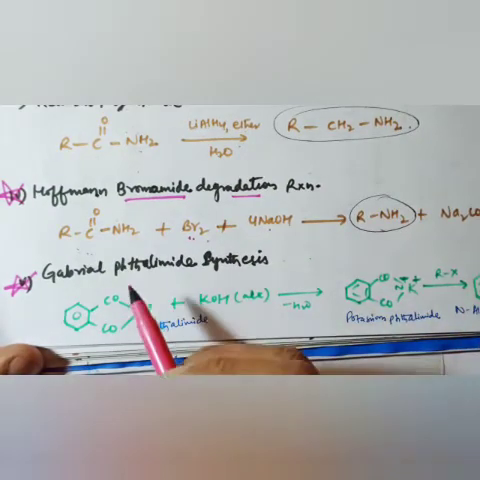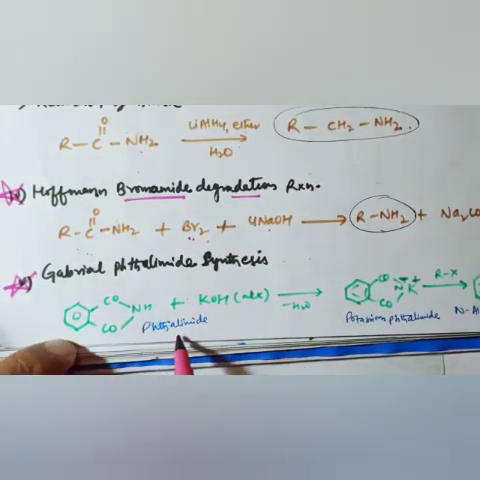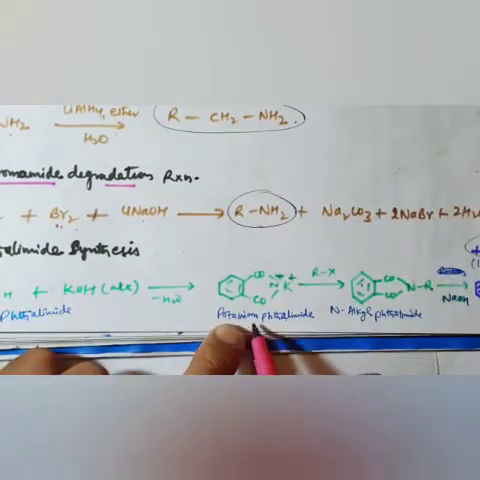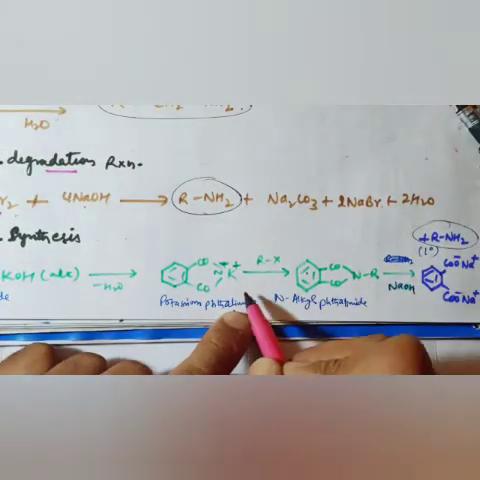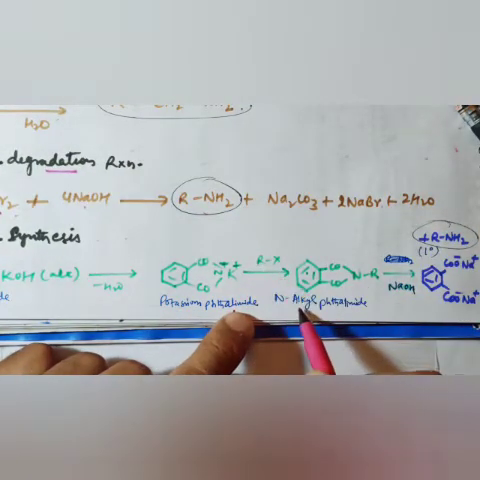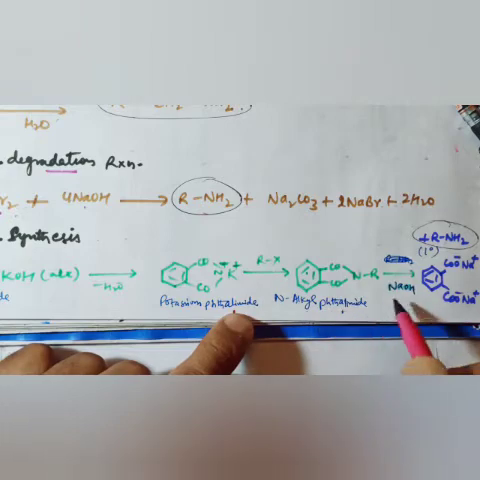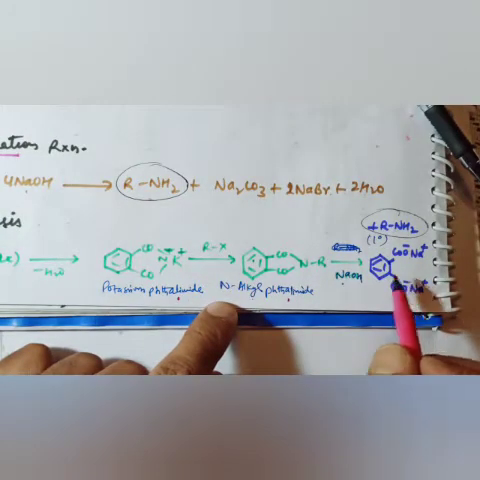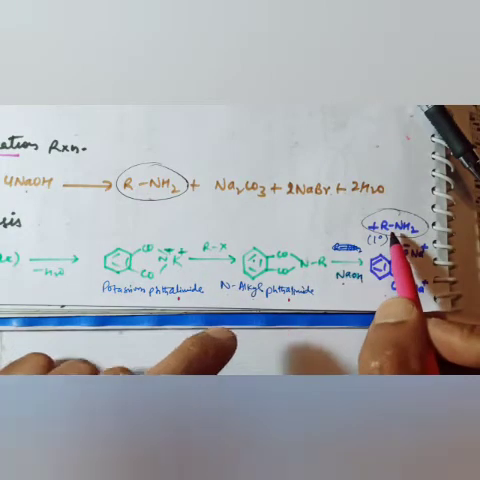Gabriel phthalimide synthesis. This is phthalimide, and Gabriel has given that phthalimide will react with alcoholic KOH. It will convert into potassium phthalimide. From there, again it will react with haloalkane. It will convert to N-alkyl phthalimide. From there, with NaOH, it will change into sodium phthalate plus amine.